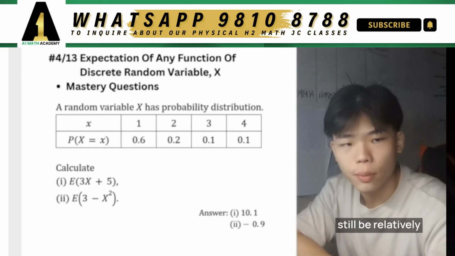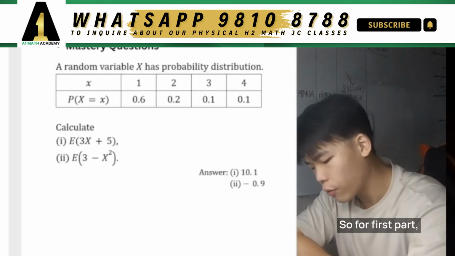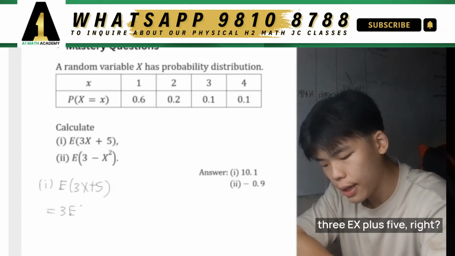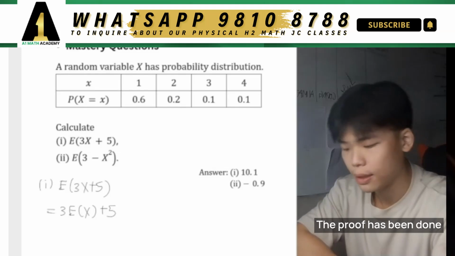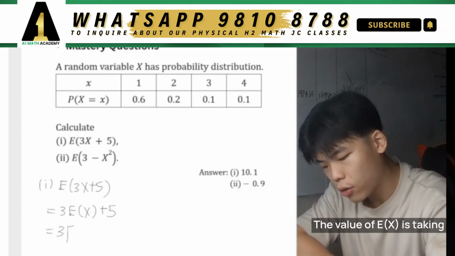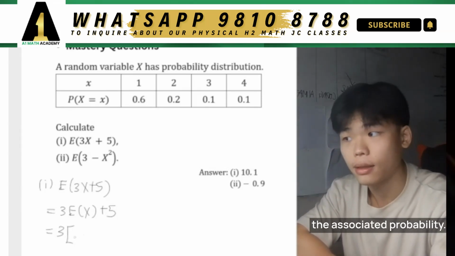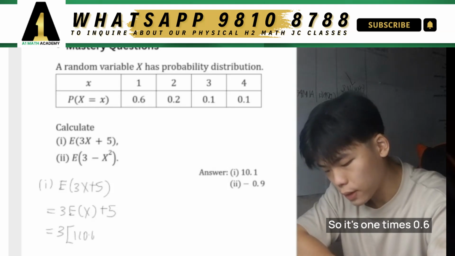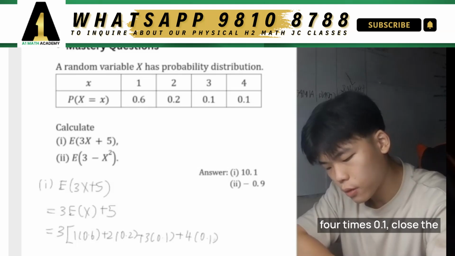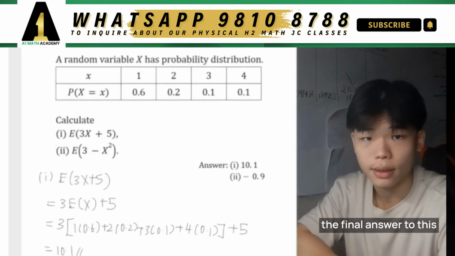Okay, so this should still be relatively straightforward if you understood the formulas that I went through earlier. So for the first part, the expectation of 3X plus 5 would just be 3E(X) plus 5. The proof has been done in the previous section. So from here, you just need to find the value of E(X). And what's the value of E(X)? The value of E(X) is taking the individual possible values of X multiplied by the associated probability. So it's 1 times 0.6 plus 2 times 0.2 plus 3 times 0.1 plus 4 times 0.1, close the bracket, plus 5. And eventually, you get a value of 10.1 as the final answer to this question over here.